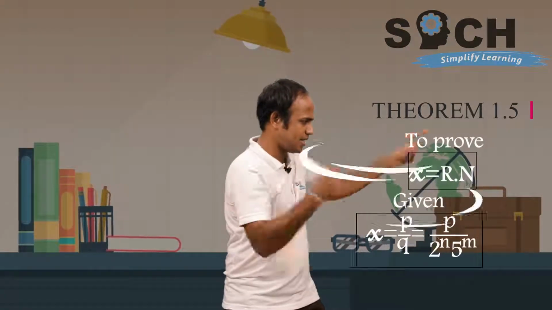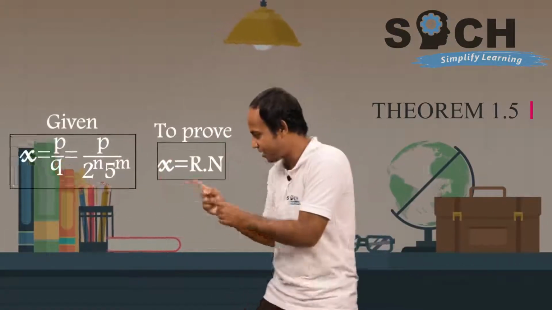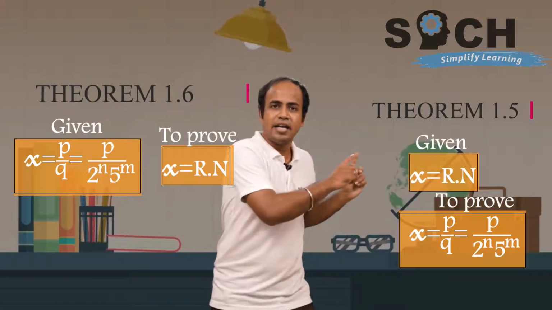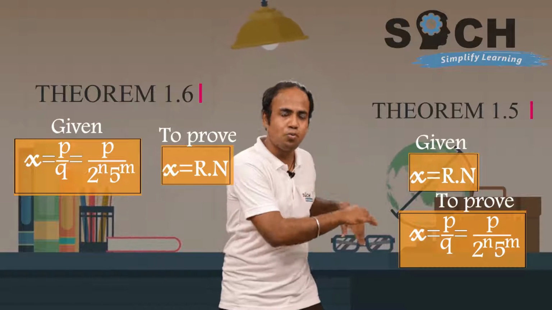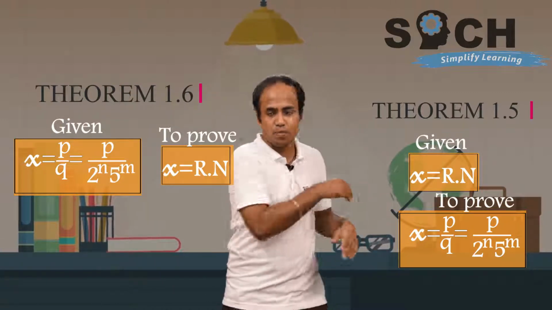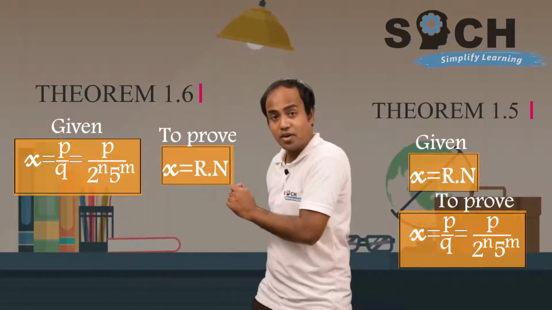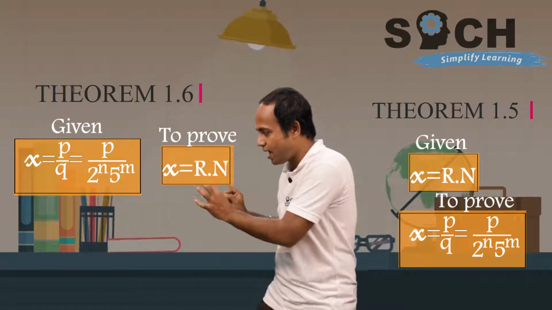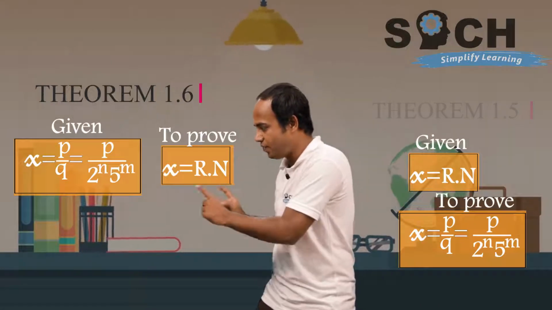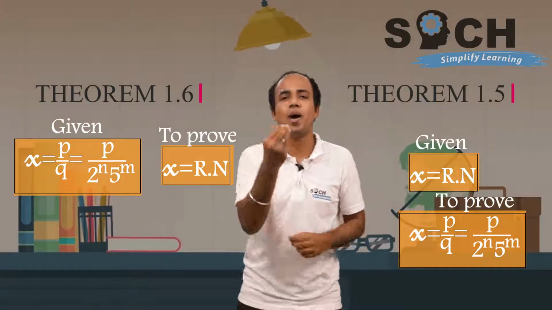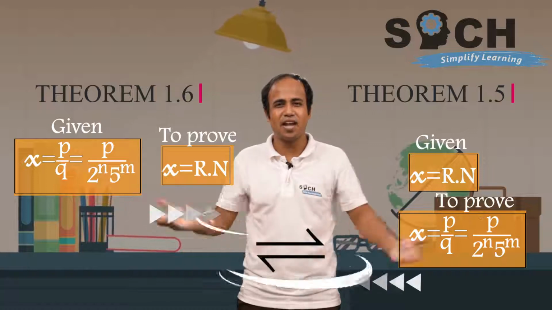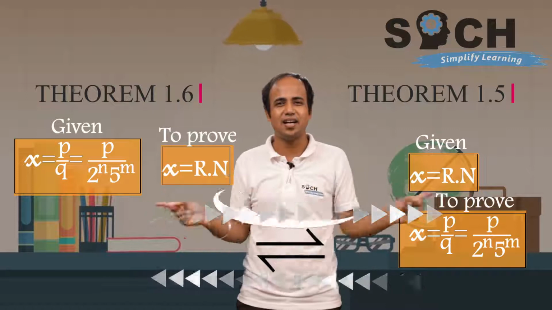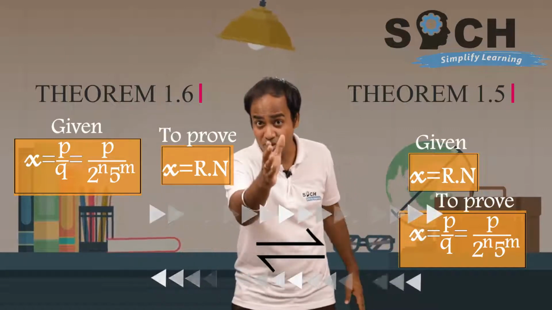So इसको हम घुमा देते हैं. So here it comes, theorem 1.6. What is theorem 1.6? The given becomes to prove and to prove becomes given. So उल्टा कर दो बॉक्स को. So given क्या हो गया? What is given? X equal to P by Q equal to P upon 2 raised to n into 5 raised to m. This is given. To prove, X equal to Rn. So theorem 1.5 and 1.6 are converse of each other. They are interconvertible, right? So let us check out the verification.